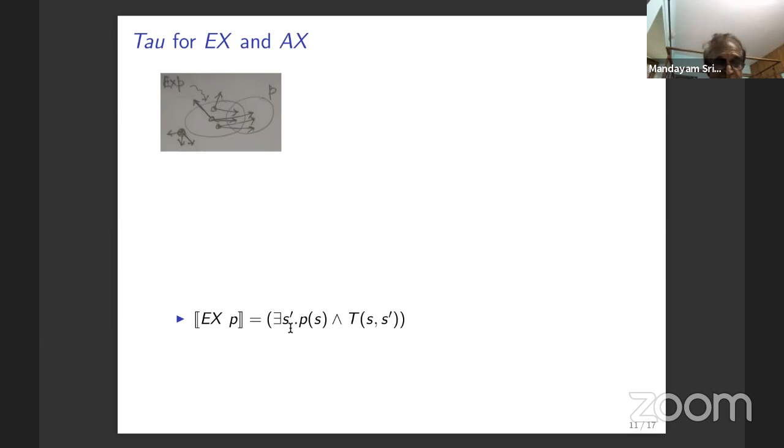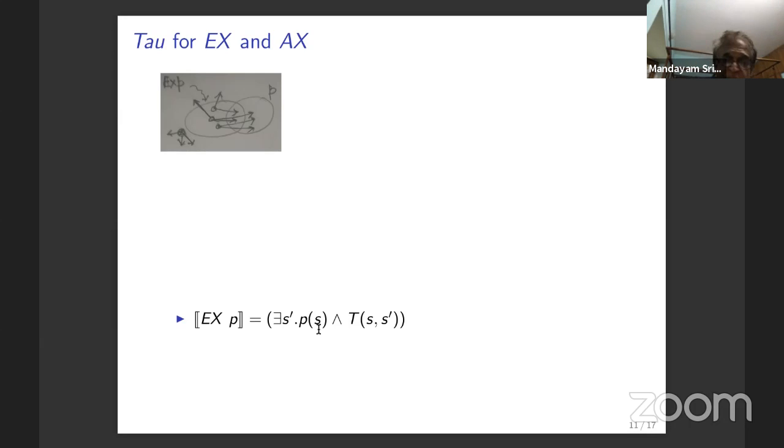So that corresponds to this symbolic formula. There exists an S prime, a post state, okay? So it is the set of all S such that one of its post states satisfies P. So T(S, S prime) guarantees that S prime is a post state. It is the set of all states.